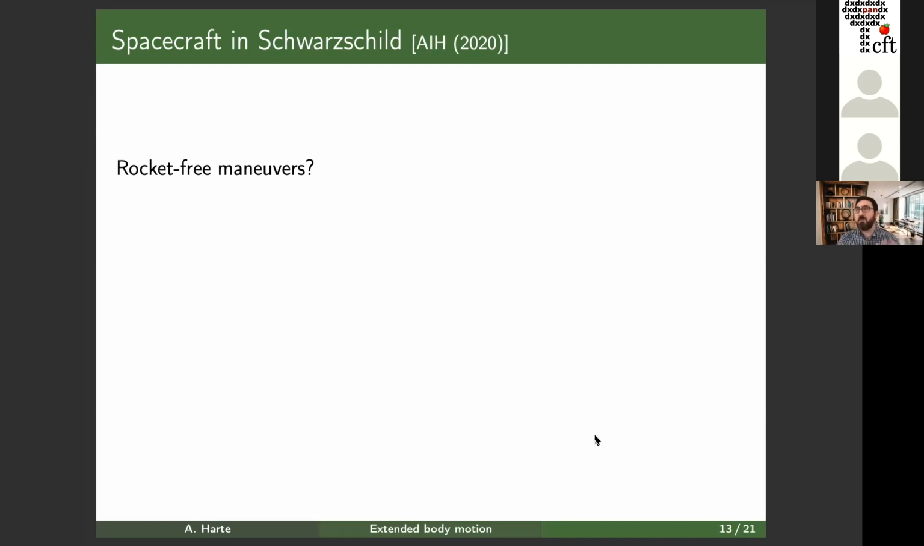And I want to focus now for the rest of this talk on something specific. So I want to say, suppose that you have a spacecraft or some controllable body, let's say, that is in the Schwarzschild space-time. So we have a spherically symmetric black hole, and you're looking at orbits around this black hole, and you're saying, what is possible for extended body effects? Can you do something? Can you change your orbit without using a rocket, just by manipulating your internal structure?